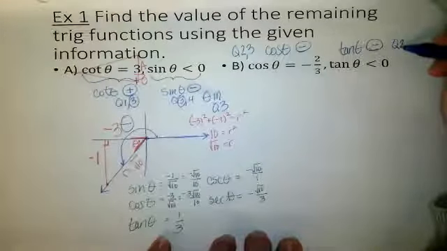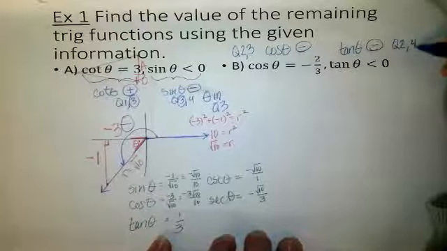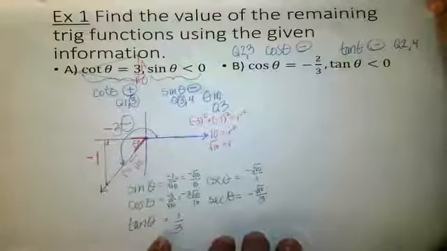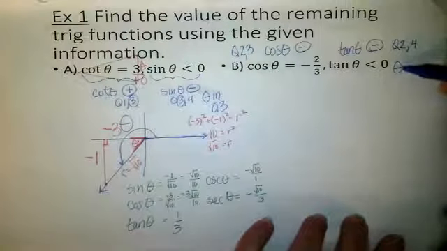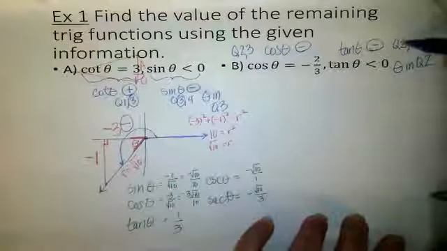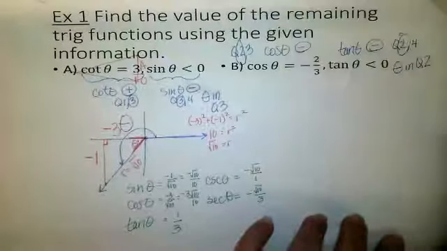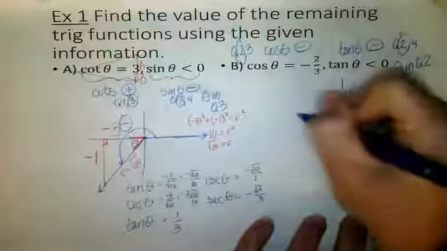2 and 4. Very good. Where the signs are different. Quadrants 2 and 4. So where should we draw this one? Quadrant 2. Quadrant 2 works for both. Good. So I'm going to go ahead and draw that.